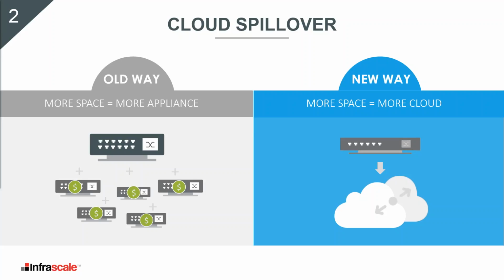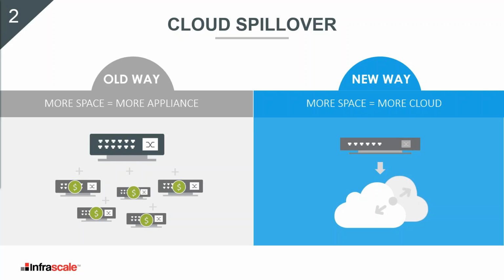This is actually something that Gartner recognized us for. They wrote about us in their Cool Vendor report last year. They said, Infrascale says, when you need more space, get a bigger cloud, not a bigger appliance. So this is really how you can exploit cloud spillover for all of your growing data.